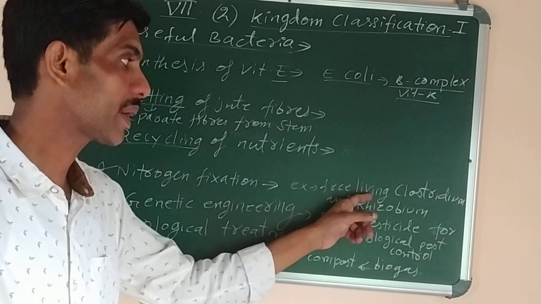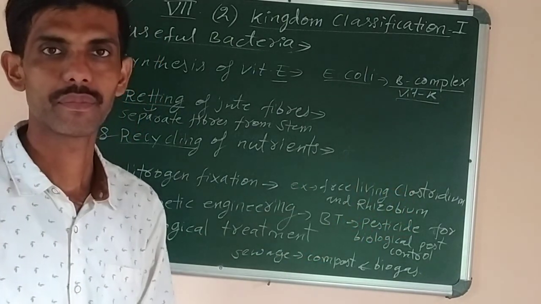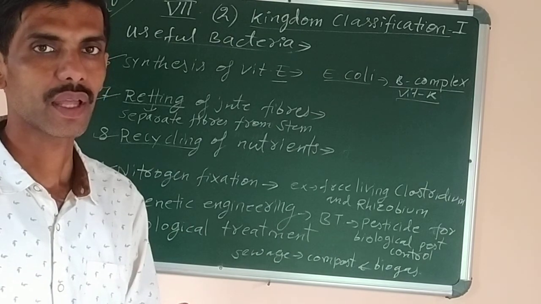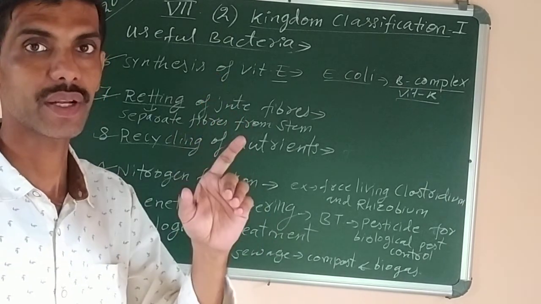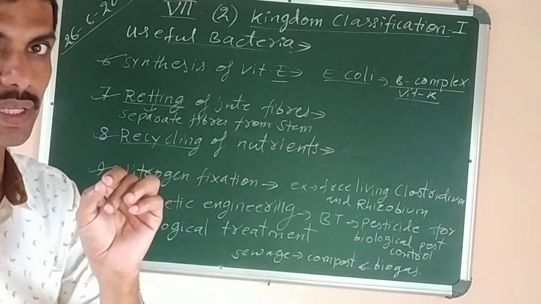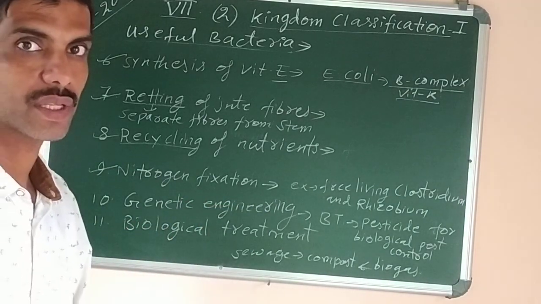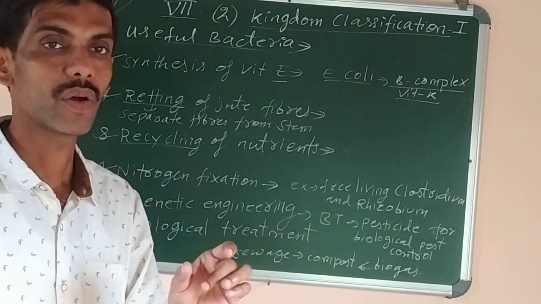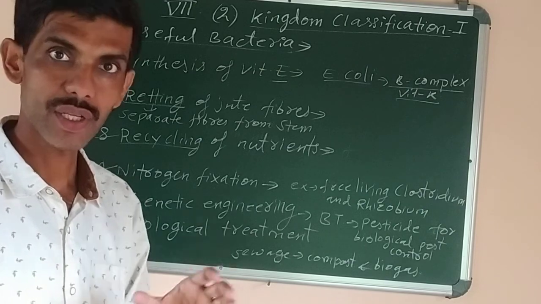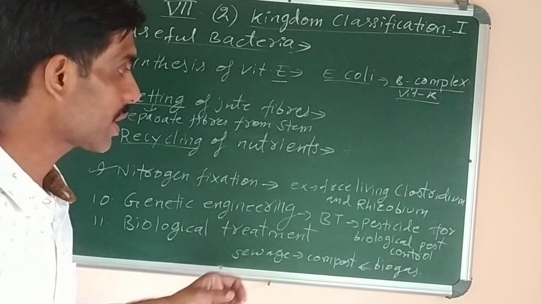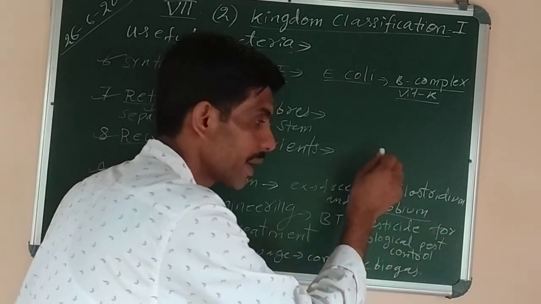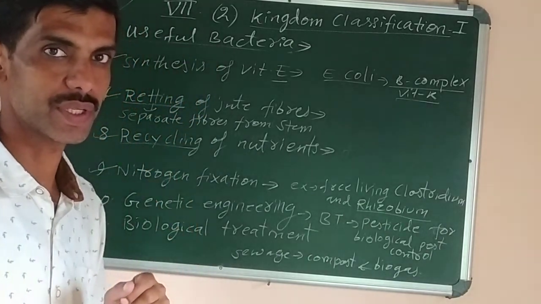One is a free-living bacteria called Clostridium. This bacteria can help to convert the atmospheric nitrogen, that is nitrogen gas, into nitrates, which is the name of the compound available to the plants. It is soluble in water. The other one is rhizobium. You have heard about this word rhizobium in symbiosis.